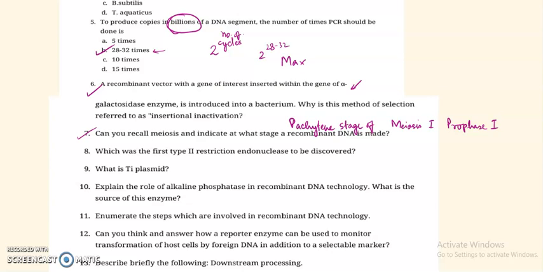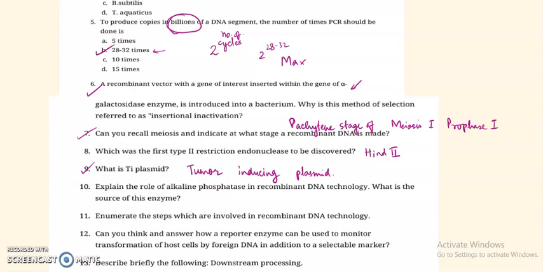Which was the first type 2 restriction endonuclease to be discovered? It was none other than Hind 2. What is Ti plasmid? It is the tumor inducing plasmid of Agrobacterium tumefaciens, and this plasmid is being used as a vector. You can also say that a plasmid was used during the RNA interference technology to make tobacco plants resistant to a nematode, Meloidogyne incognita. Please try to introduce all the terms that are related to the chapter and not in general.